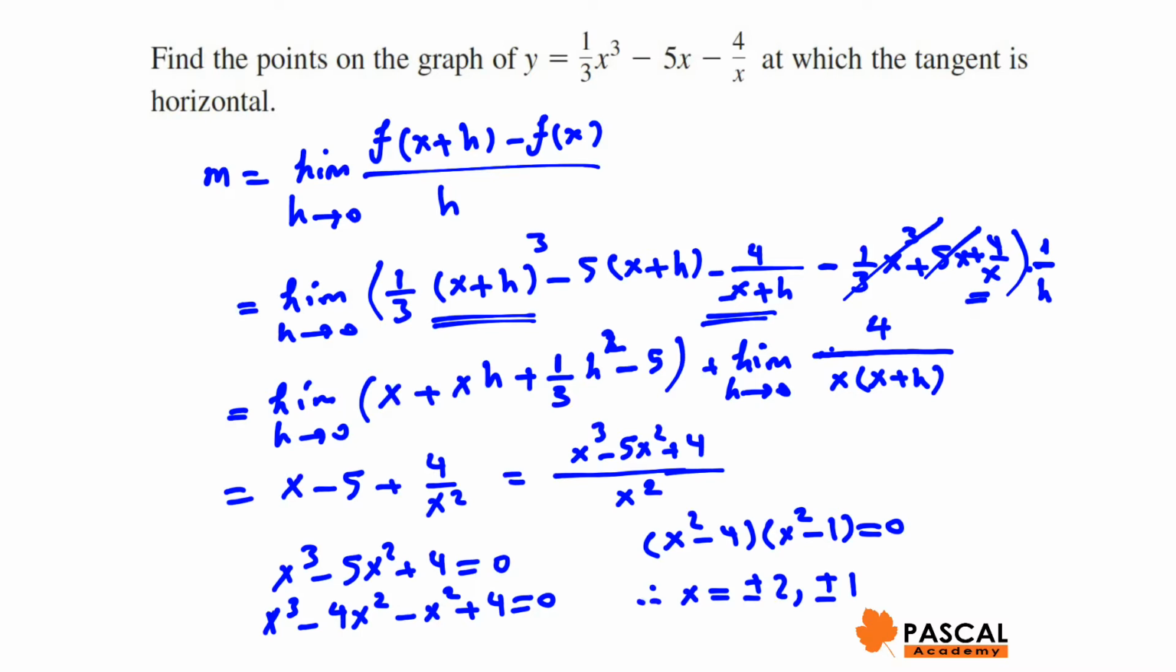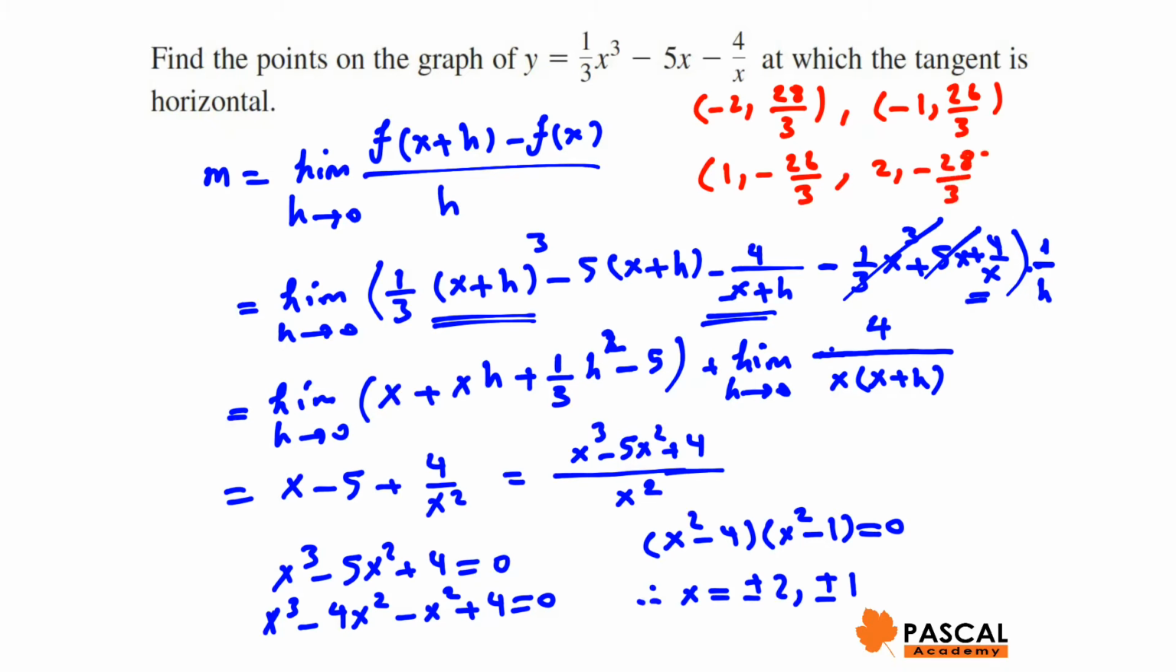Therefore, at the points negative 2 and 28/3, negative 1 and 26/3, 1 and negative 26/3, and 2 and negative 28/3, the slope of the tangent line is 0.